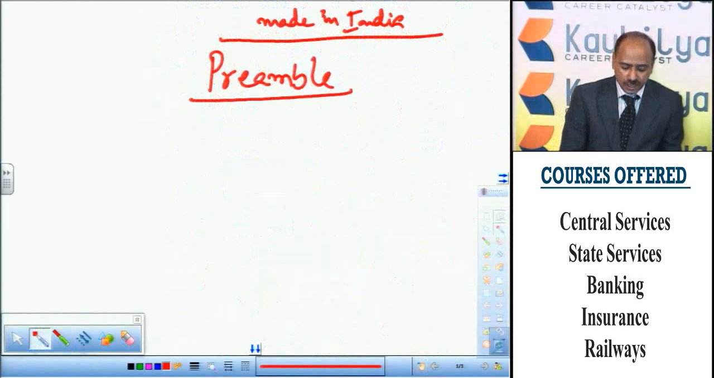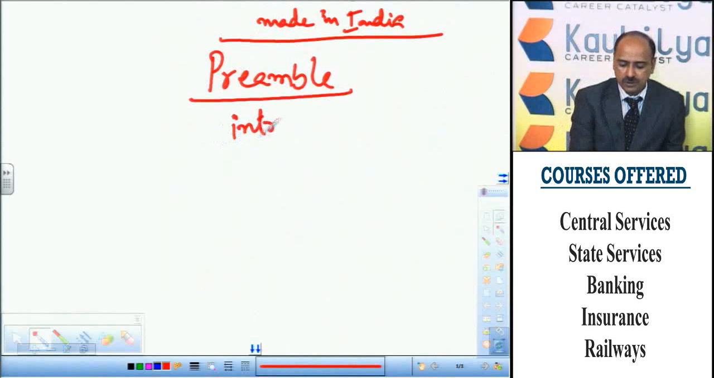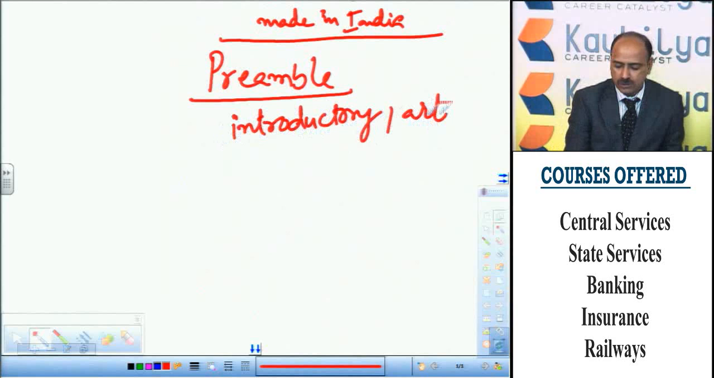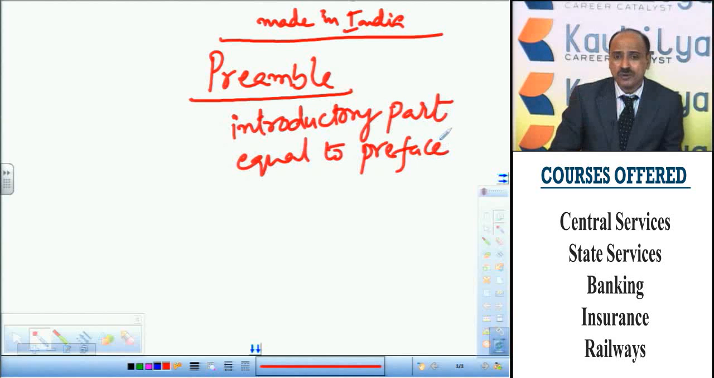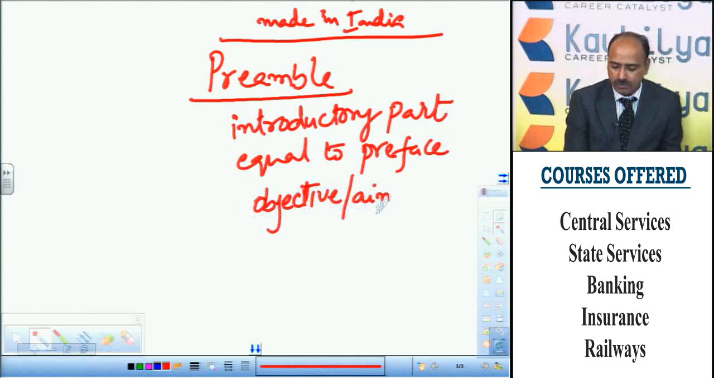Preamble is the introductory part of our Constitution. It is equal to a preface. What a preface explains in a textbook, the preamble also explains in our Constitution. It explains the whole objective or aim of the Constitution.